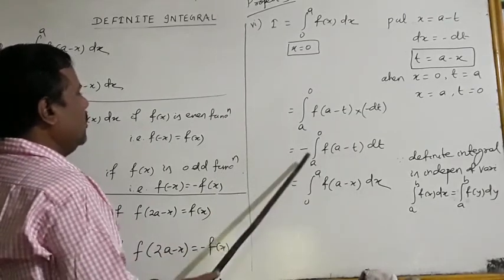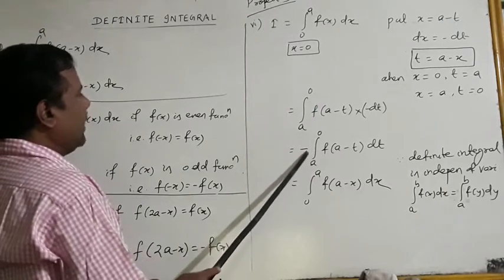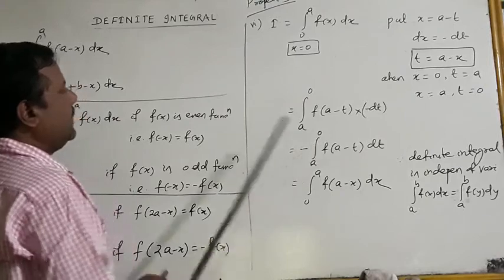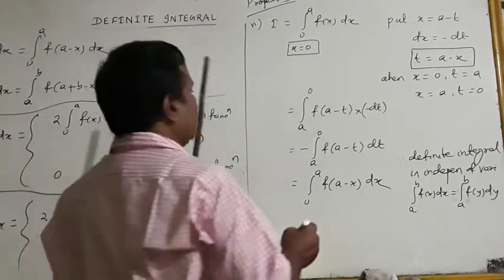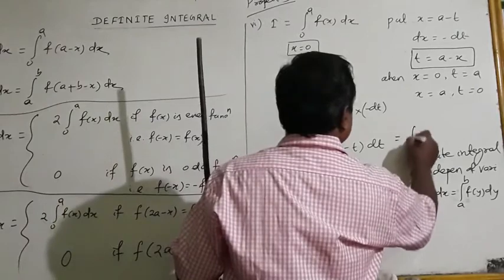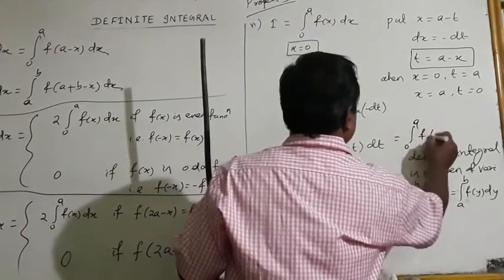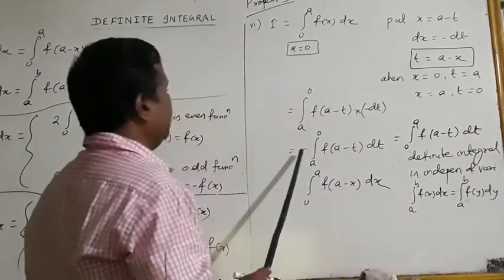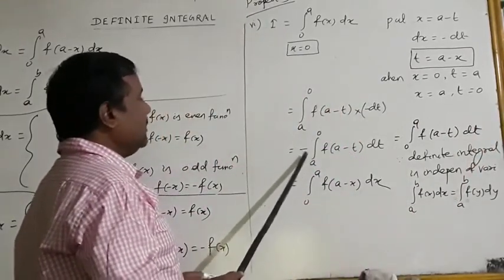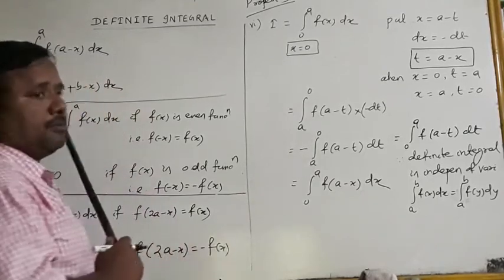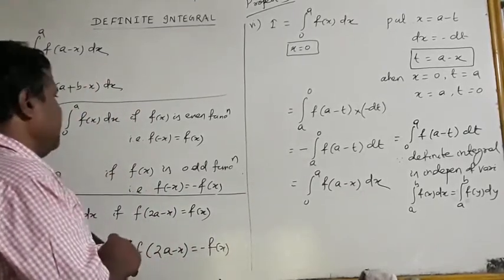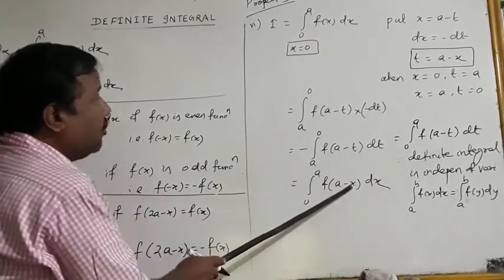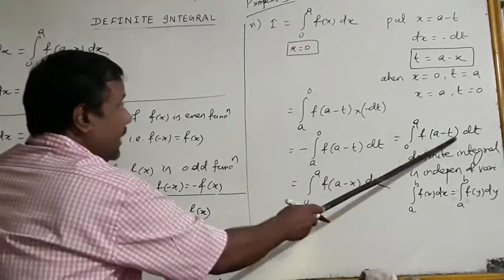Now what you have to do? Now it is minus a to 0, and you know by the formula that a to 0 of f(x) dx is 0 to a of f(a minus t) dt, because minus a to b is b to a, as I have told you in my previous properties. In the fourth or fifth property you will see. Now in place of t, you can put x, you can put y, you can put z.